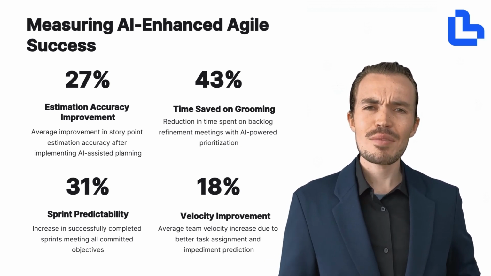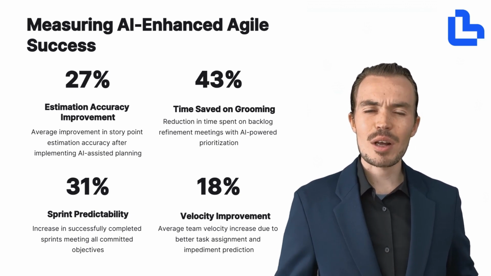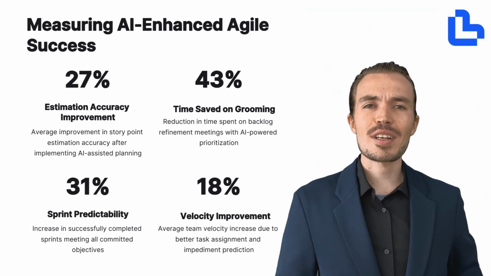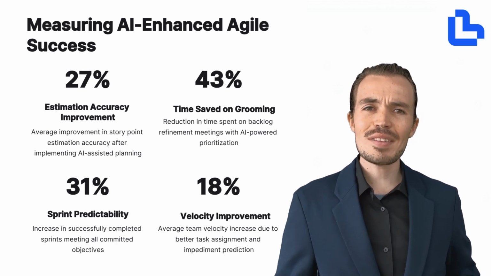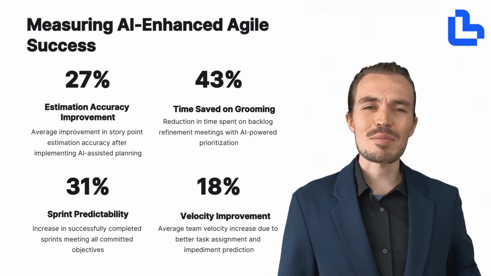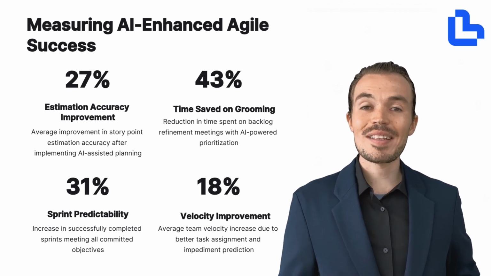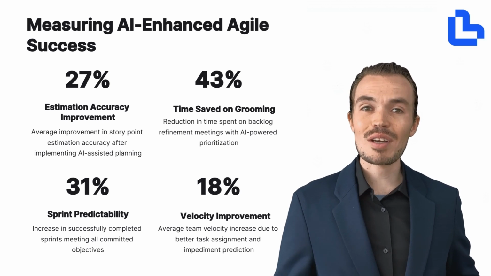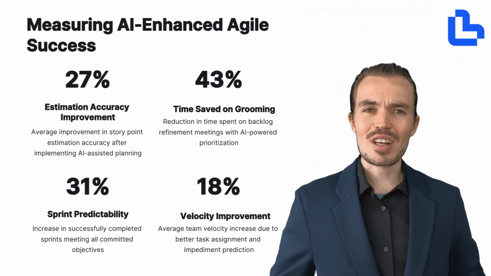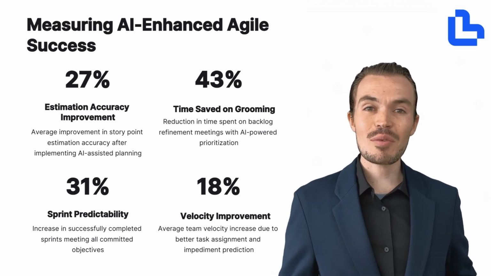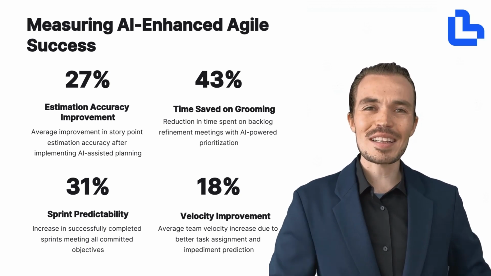Next, there's a 43% reduction in time spent on backlog grooming. With AI handling prioritization and refinement, teams can focus more on strategy and execution, and less on repetitive administrative tasks. That's time saved and energy redirected toward delivering value. Sprint predictability also improves. Teams using AI-enhanced workflows have reported a 31% increase in the number of sprints that meet all committed objectives. That's a huge win for planning reliability and stakeholder satisfaction.